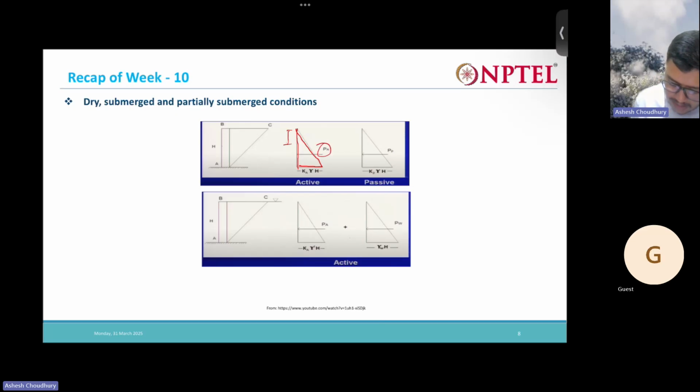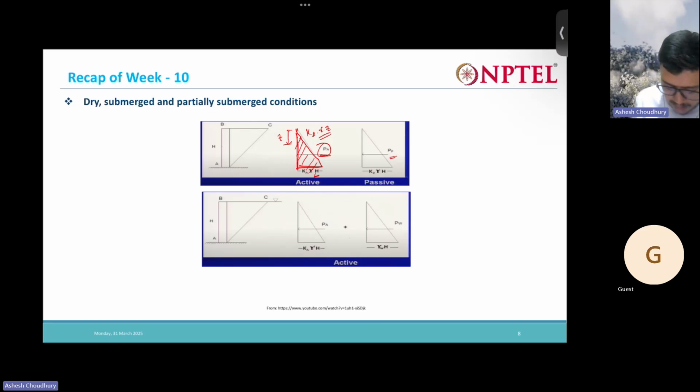So at any depth Z, what is the earth pressure? K into gamma into Z. So gamma into Z is what? My vertical pressure, and K times gamma Z, the vertical pressure, will give me the active earth pressure. Then similarly, at depth H, throughout the height of the wall, we have K times gamma into H. And then if you take the area of this triangle, you will get PA, that is the thrust value of the force. Okay, and similarly for the passive case.